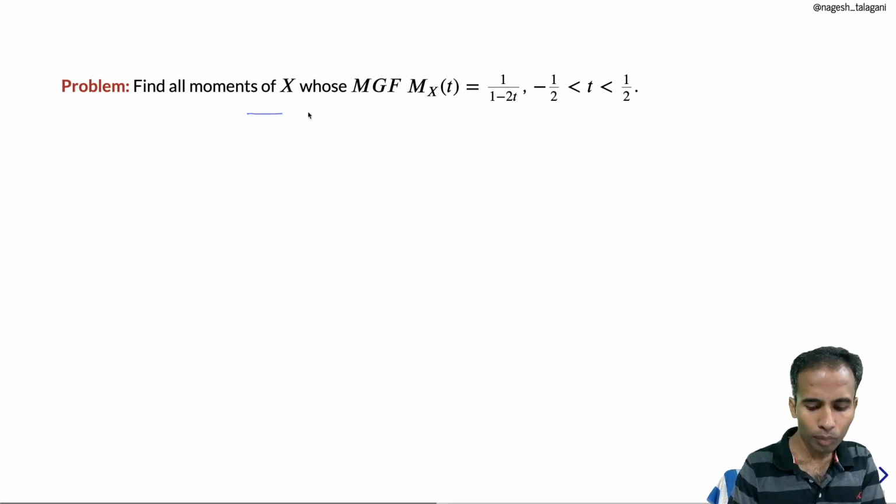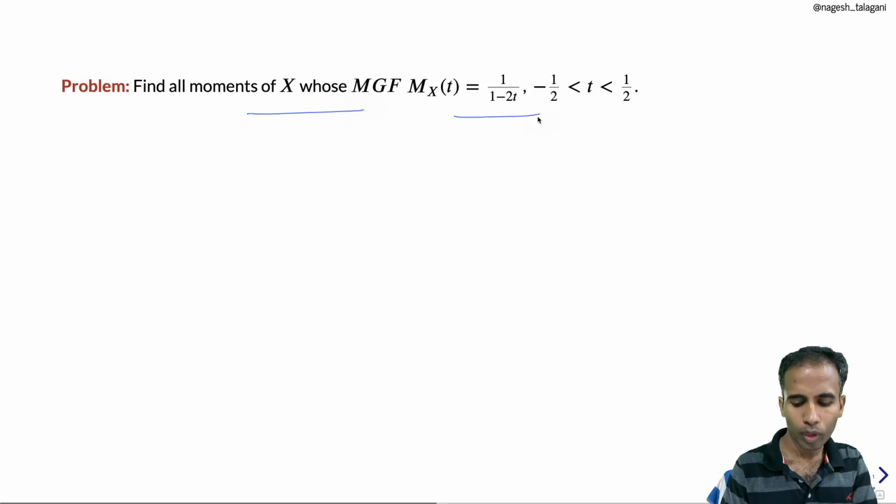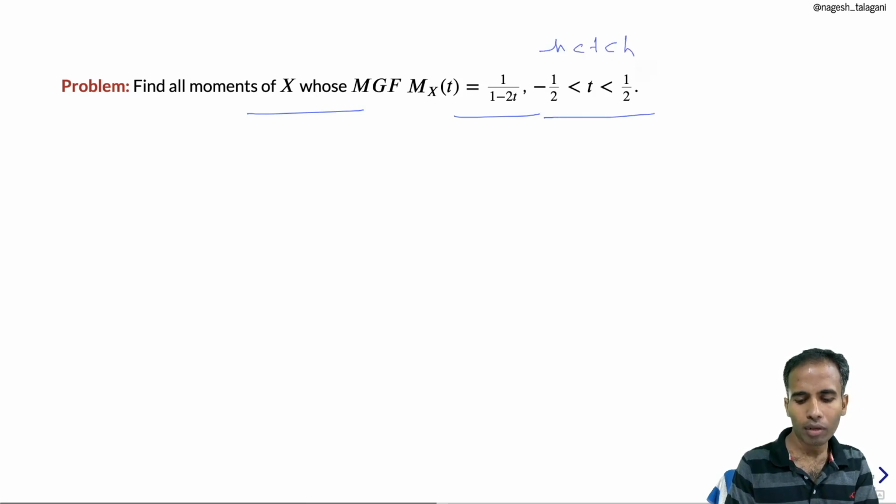Find all moments of X whose MGF is given. Here M_X(t) equals 1 by (1 minus 2t), which is defined in the interval minus h to h, where h equals 1 by 2. Okay, fine. So what do we do?